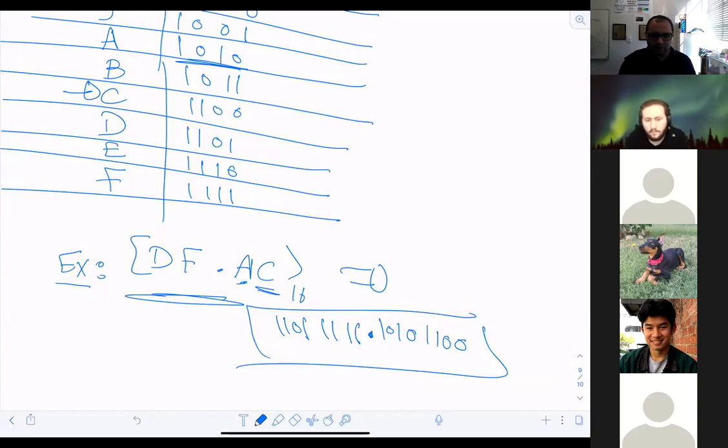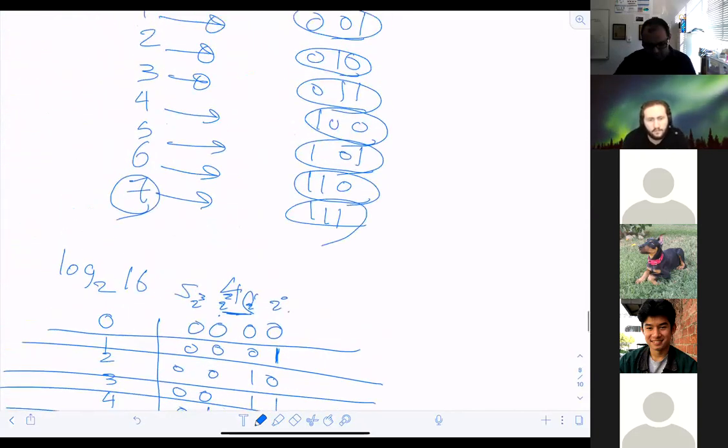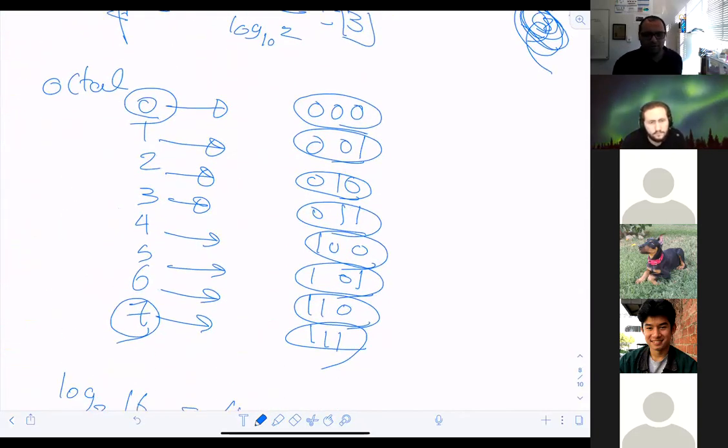Somebody wants to see the octal chart. One second. Here. Alejandro, can you see it?